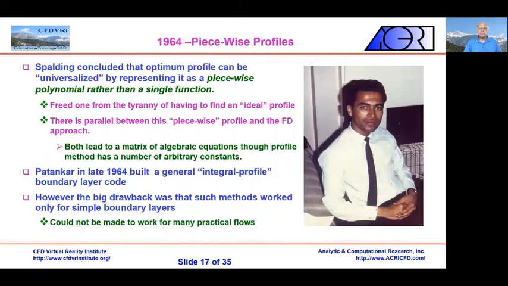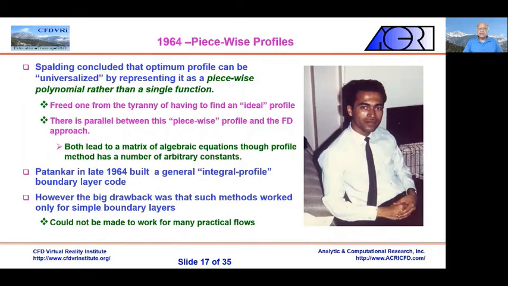So what Spalding concluded was that the optimum profile can be utilized for such flows by representing it as a piecewise polynomial rather than a single analytic function. Take, for example, a parabola. Well, if you go into small enough sections, you can represent that parabola as a piecewise linear function, okay? There will be some approximation, but nonetheless, it will be a fairly good representation.